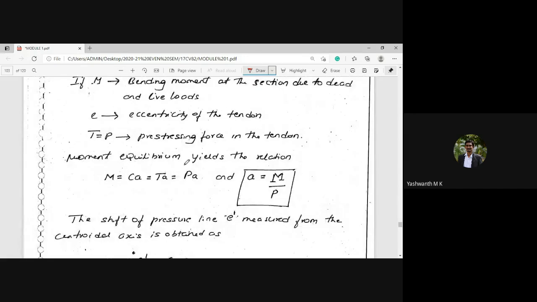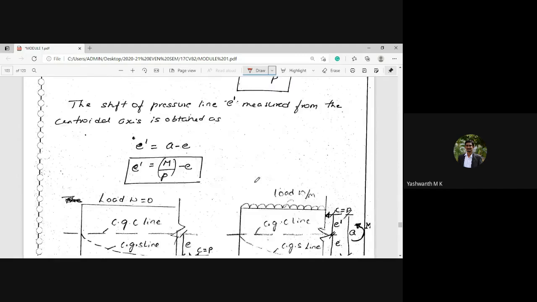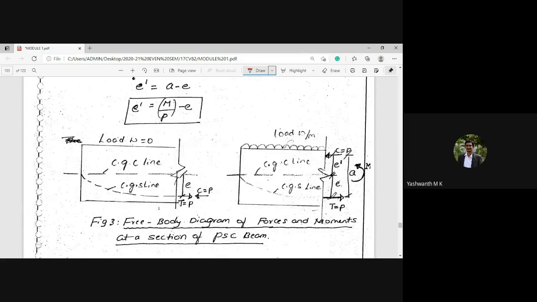Hence, PA. So therefore, what is A? A is equal to M by P. A is equal to M by P. So by applying the moment equilibrium condition, you have calculated the distance A. This A distance is nothing but the shift of the pressure line from the centroidal axis of the steel.